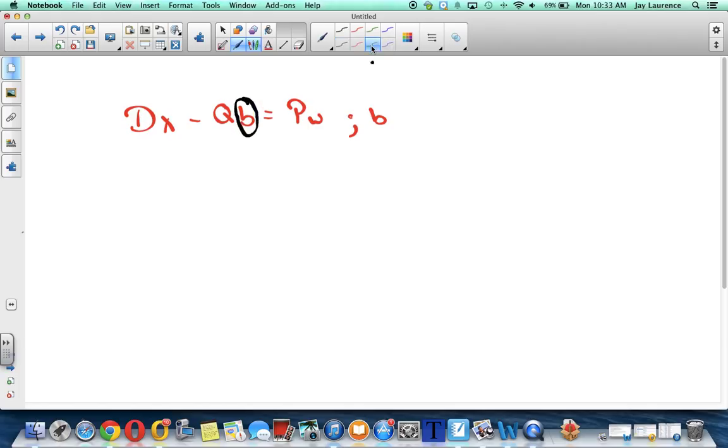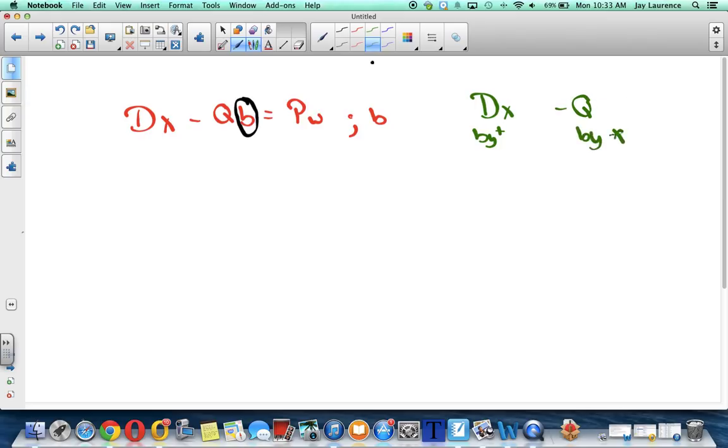And my first step is to ask myself what my goal is. Well, it's to get the b alone in this case, right? What numbers are attached to b? Well, I have a dx, right? And I have a q. Okay, the dx is attached by addition, all right? And the q by, oh, it's a negative q, isn't it?